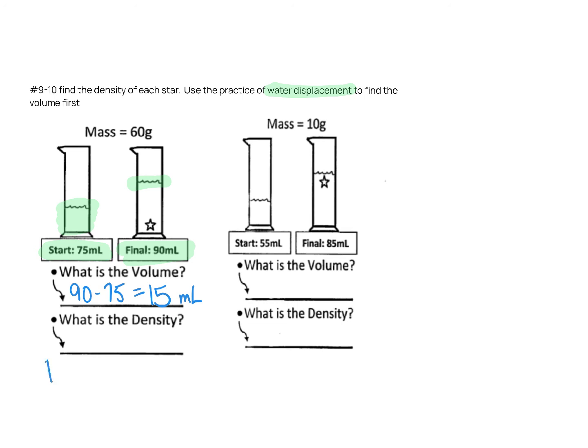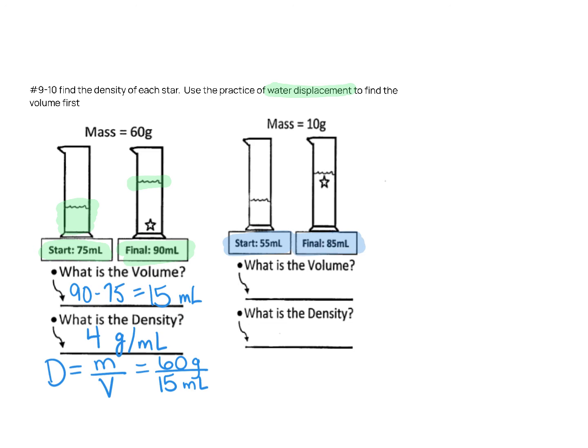Now we can calculate density by taking our mass and dividing it by our volume. So our mass of this one is 60 grams, and we're going to divide by a volume of 15 milliliters. So 60 divided by 15, that gives us a density of 4 grams per milliliter. Don't forget your units.